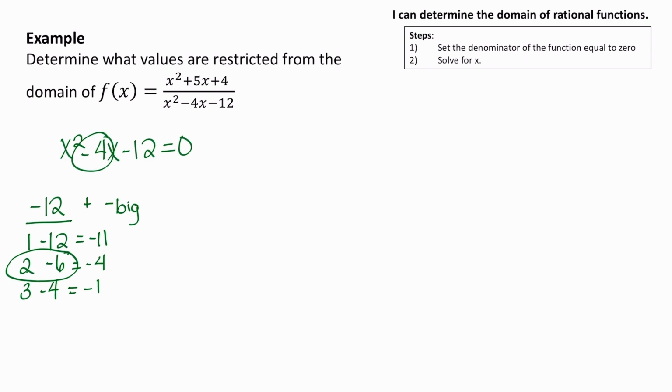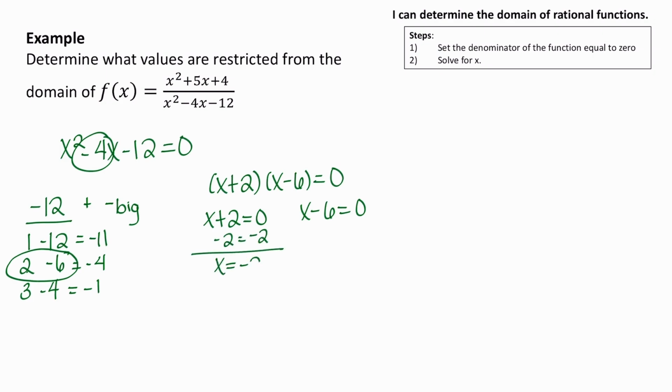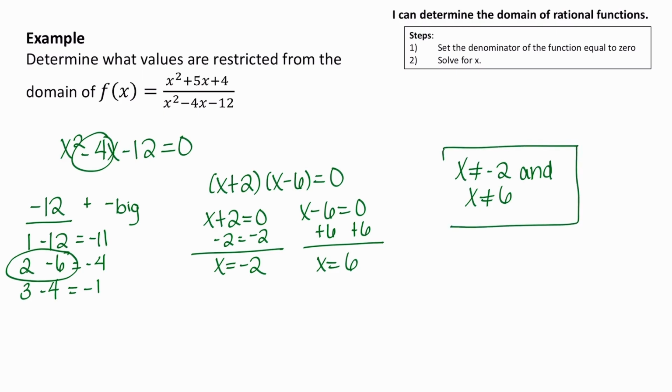So when we write this out, we're going to have x plus 2 times x minus 6 equals 0. Remember, we can solve this by setting each factor equal to 0 and then solving for x. If x plus 2 equals 0, we can solve by subtracting 2 from both sides, so x equals negative 2. If x minus 6 equals 0, we can solve by adding 6 to both sides, which gives us x equals 6. So in the domain of this function, x does not equal negative 2, and x does not equal 6. Those are our domain restrictions for this function.